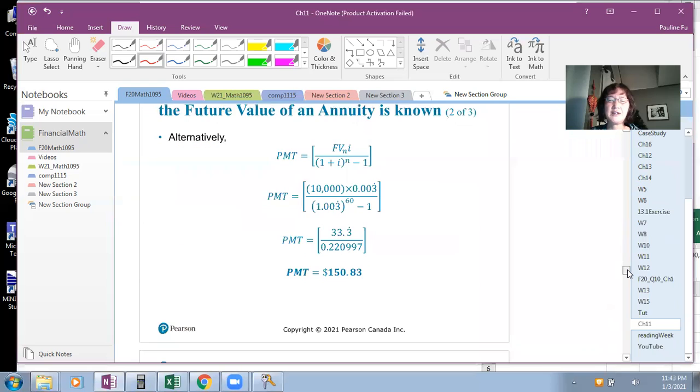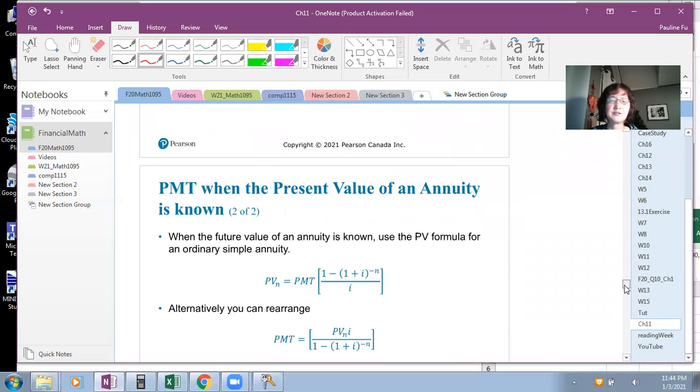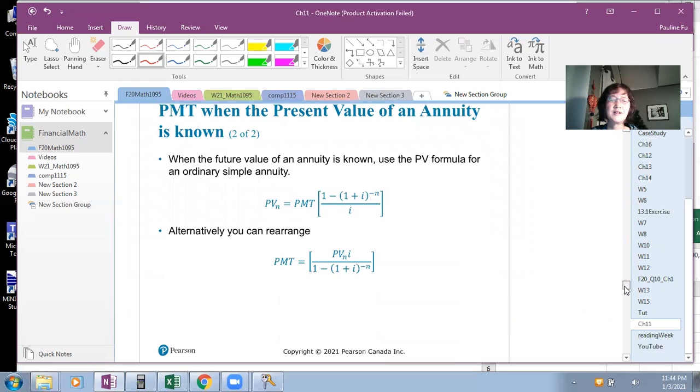So this is again the formula method. You rearrange the formula to solve for PMT to get the same result. We did the calculator method. So now, how do you calculate PMT when the present value is given? Present value is given. You base on this present value formula, rearrange, solve for PMT.